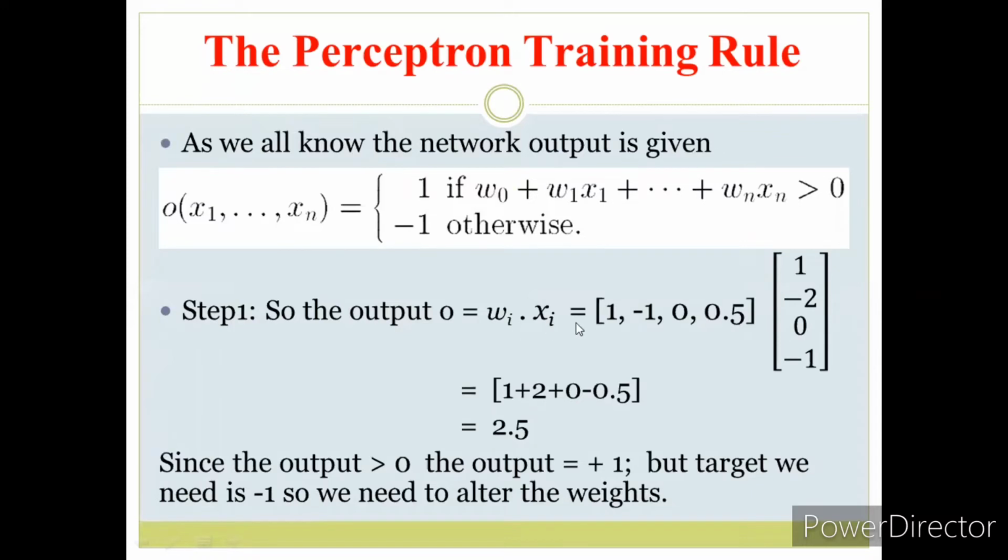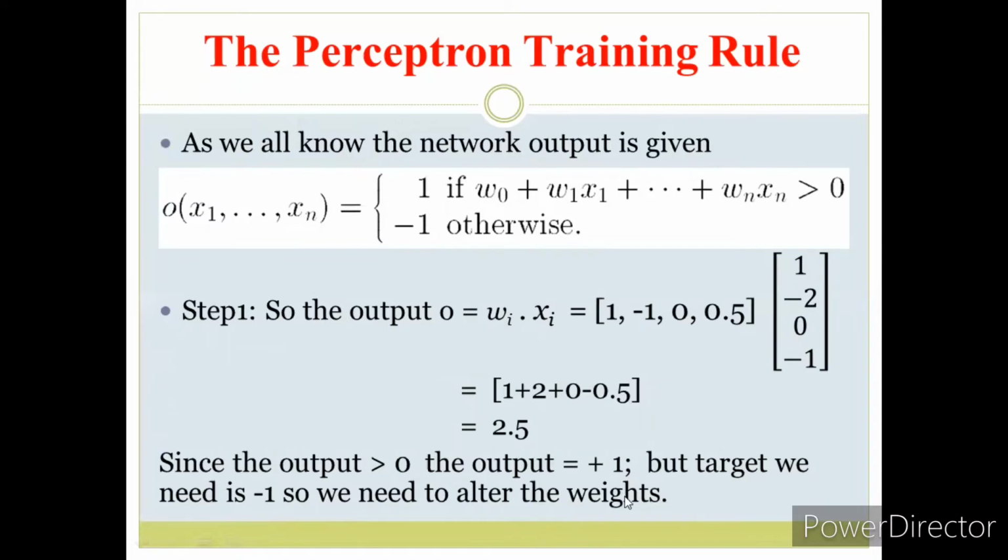What we are going to do here is wi multiplied with xi, where wi is given as 1, -1, 0.5 and xi is given as 1, -2, 0, 1. When you multiply all these, that's the matrix multiplication, we get the output as 2.5. So if you observe, 2.5 is greater than the threshold 0, then the output is +1. But what was the target? What was required is -1 there.